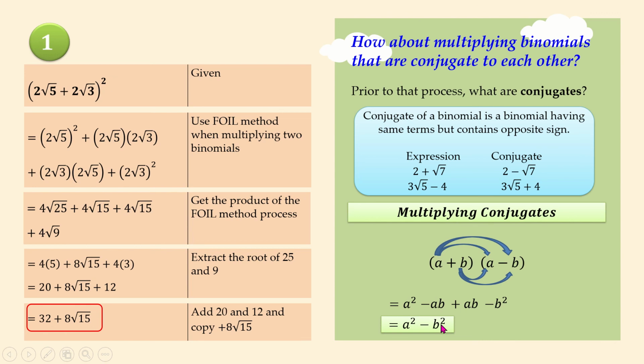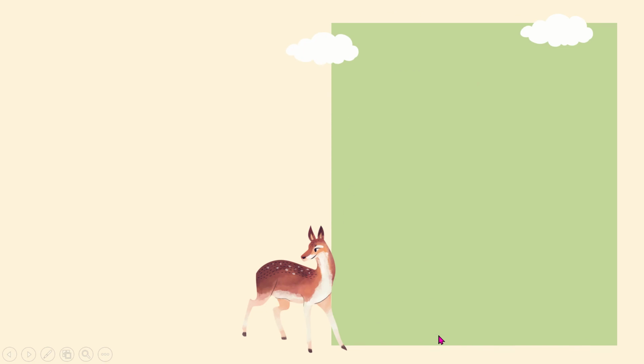We call this the difference of two squares. Difference because of the minus sign, the square of A and the square of B. Therefore, the factors of the difference of two squares are A plus B or A minus B. Or simply, in multiplying binomials that are conjugates of each other, we will follow this process: the square of the first term minus the square of the second term.